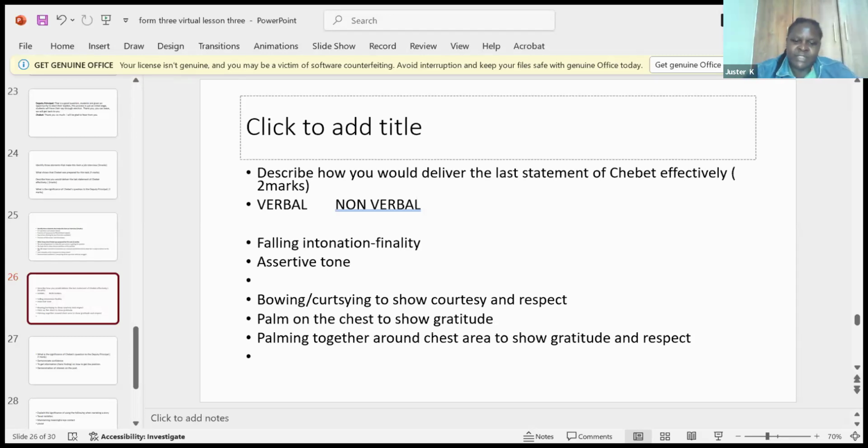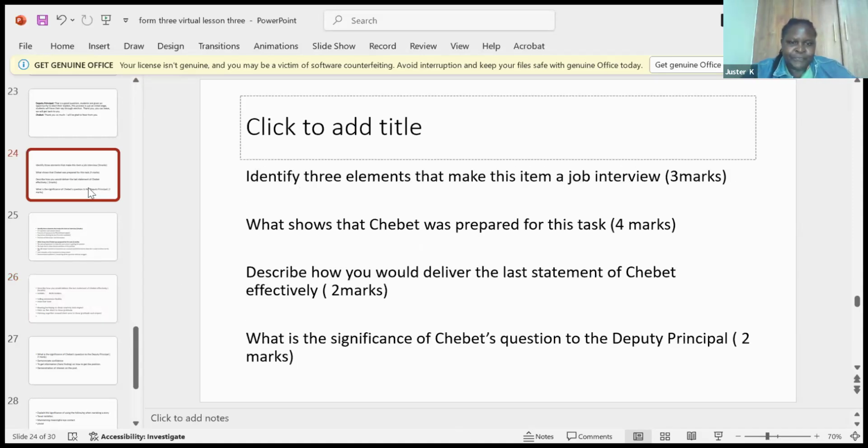So that is how you could have said that, with a falling intonation to show finality, and then curtsying to show respect or courtesy. Or you could have said with a falling intonation to show finality, and then putting my palm on my chest to show gratitude. With a falling intonation and putting my palms together around my chest to show gratitude. So you have to mention both the verbal and the non-verbal cue.